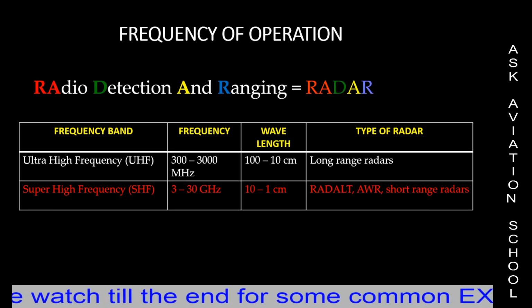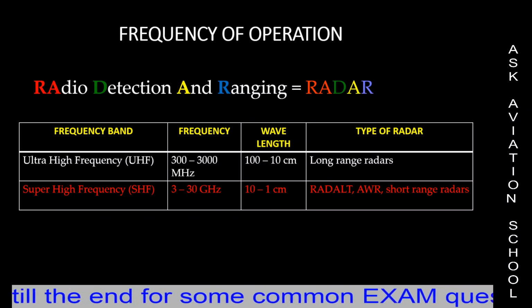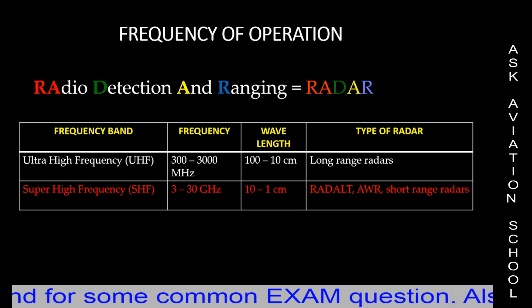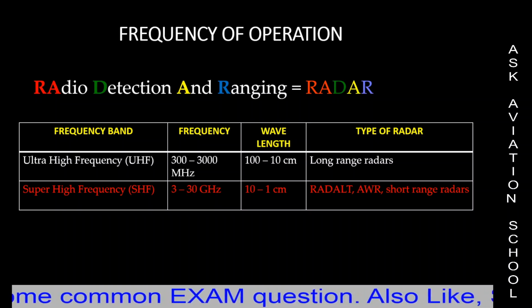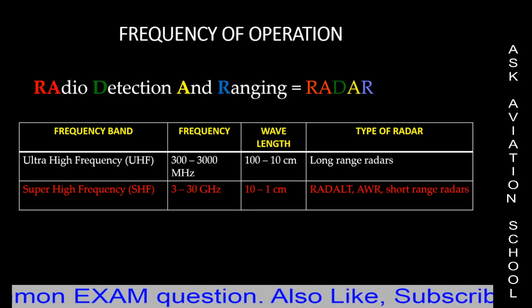The name radar comes from these four words: radio, detection and ranging. The RA from radio has been taken out, D from detection, A from and, and R from ranging, which combined together form the word radar.